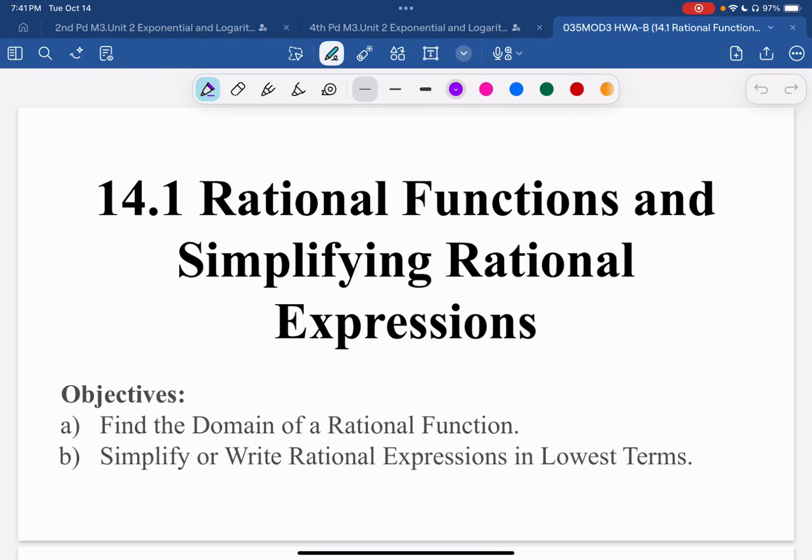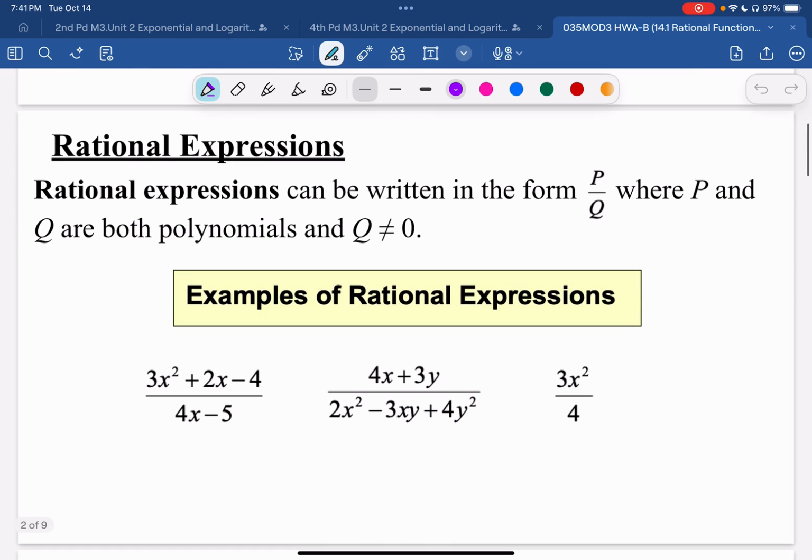In this video, we're going to look at rational functions and how to simplify rational expressions. So we're going to start out with what is a rational expression.